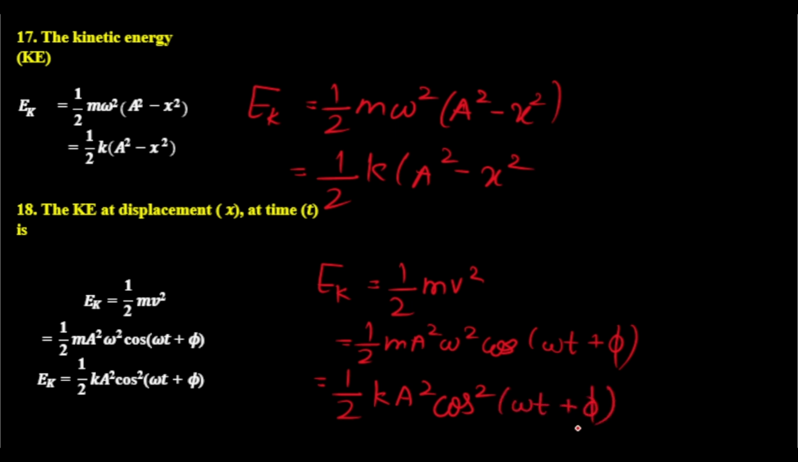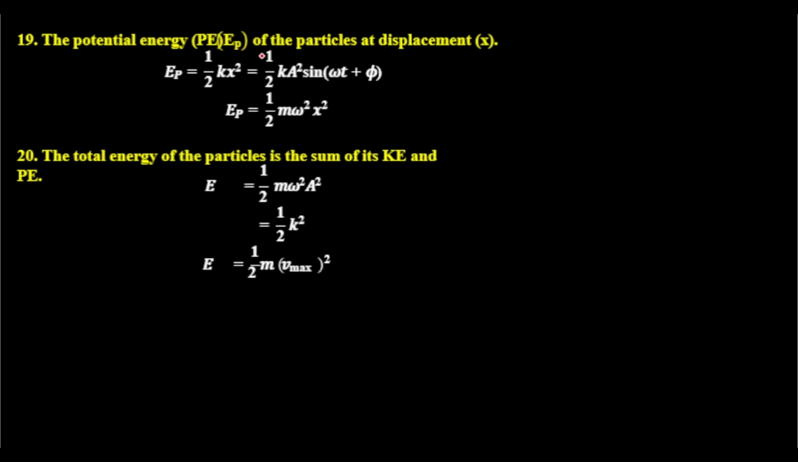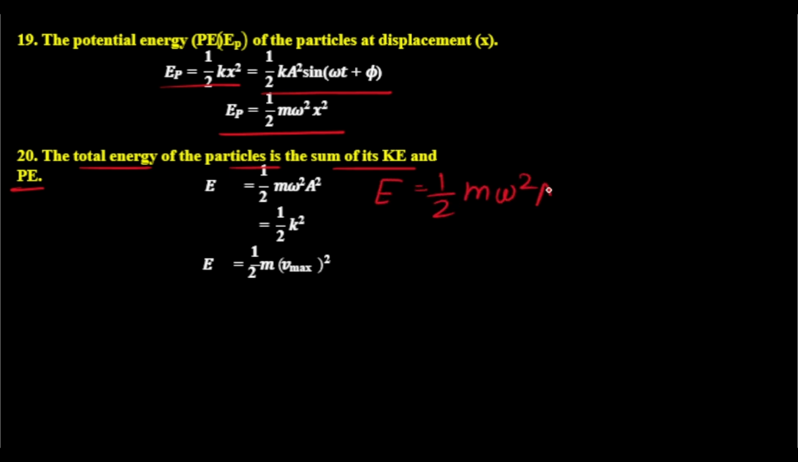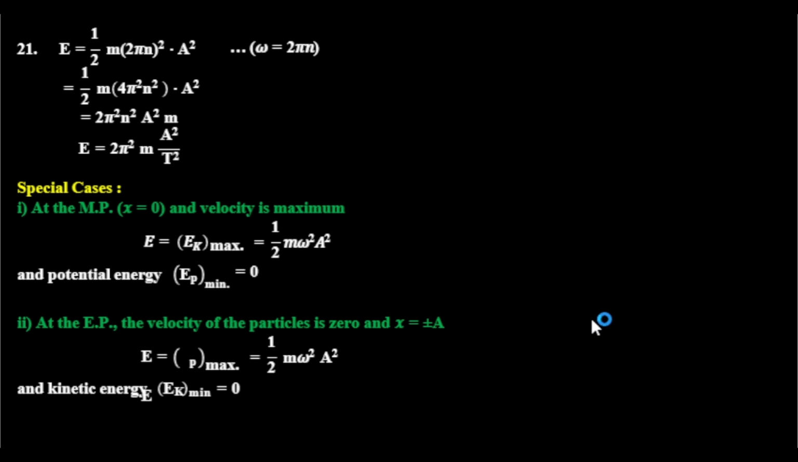This we will get. Potential energy of the particle at displacement x: Ep is equal to half of k x square, which is half of k a square sin square (omega t plus phi). Ep is equal to half m omega square x square. Total energy of the particle is the sum of its kinetic energy and potential energy, which is equal to half of m omega square a square. Solving further, here we get half of k a square. So this is half of m v max the whole square. Now E is equal to half m (2 pi n) square a square, since omega is equal to 2 pi n. Solving further, we get E is equal to 2 pi square m a square by T square.